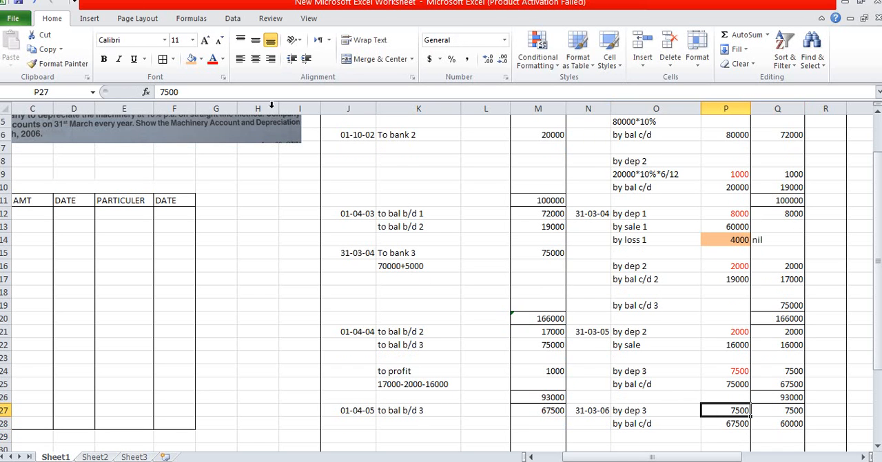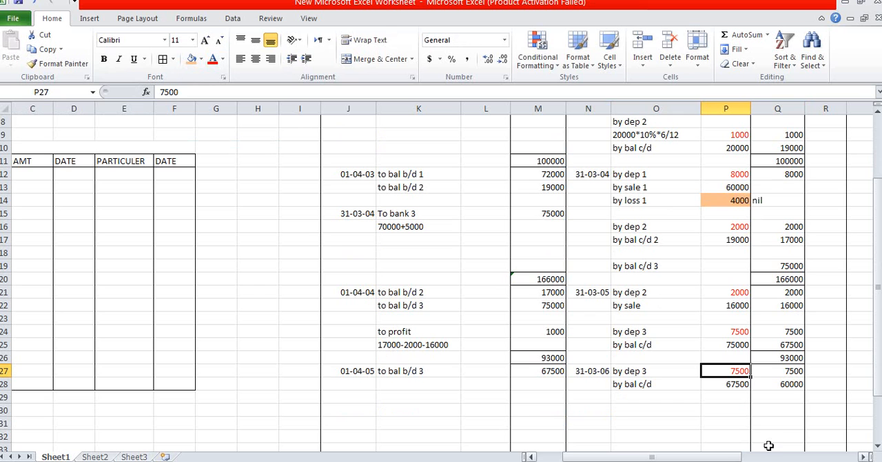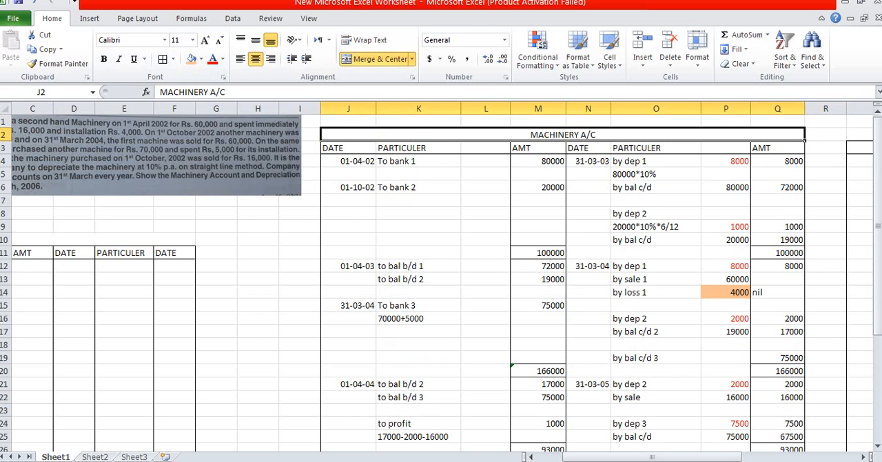This I'm taking in as a depreciation, because we have to prepare the depreciation account, that's why, to get it easily. Okay, this is the closing amount. 67,500, here also 67,500. Now go for 1st April 2006, to balance brought down 60,000. This is the ending. This is how we can prepare the machinery account for depreciation.